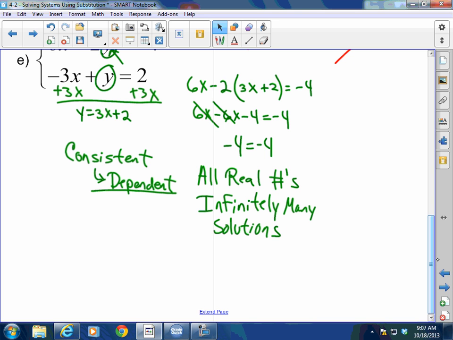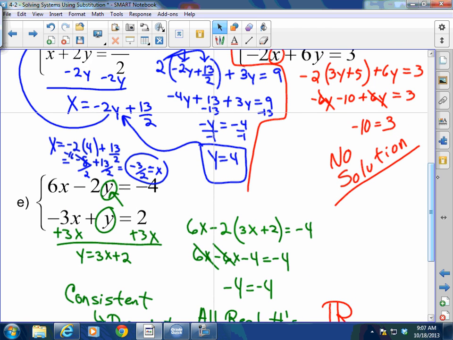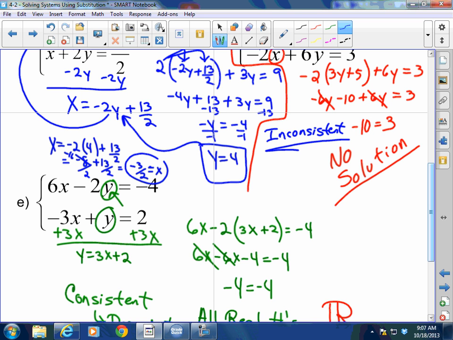Could you use the fancy all real numbers symbol? Yes, you may. Thank you for asking. Great job. But remember, I may say, what kind of a system is this? And you'd have to say consistent dependent, okay? In the one above, the no solution one, this would be an inconsistent system, right? Maybe I should learn how to spell. Inconsistent. Makes sense, right, guys?